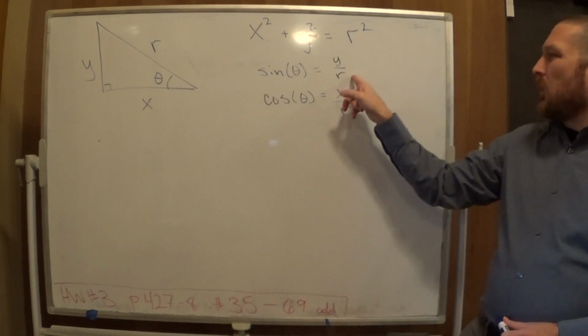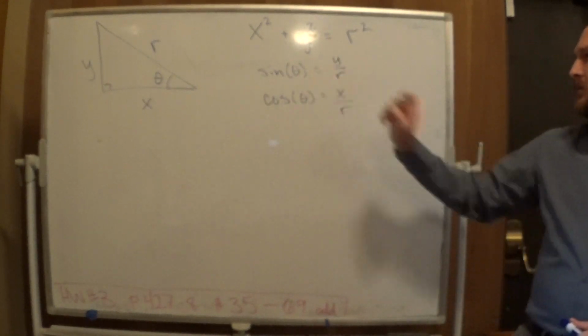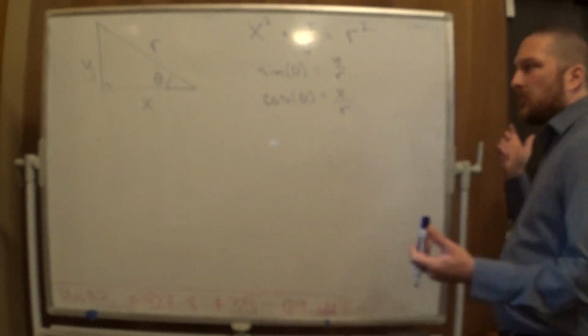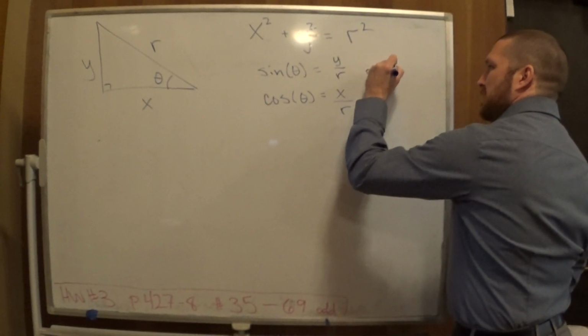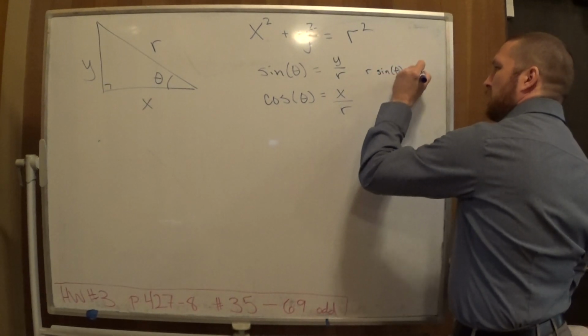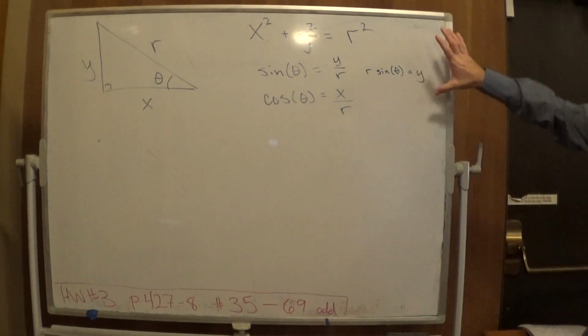So at any rate, what I want to do is somehow use this stuff in here. Is there a way I could get the y all by itself from this equation? You can bring the R up, and so I have R times sine theta equals Y.